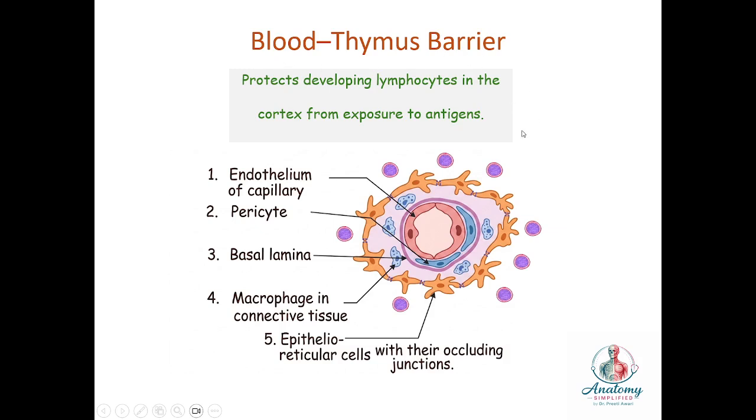Let us try to understand this barrier. Now suppose this is the parenchyma of the thymus where you can see stem cells or T lymphocytes are present, and a blood vessel has entered inside the thymic parenchyma.